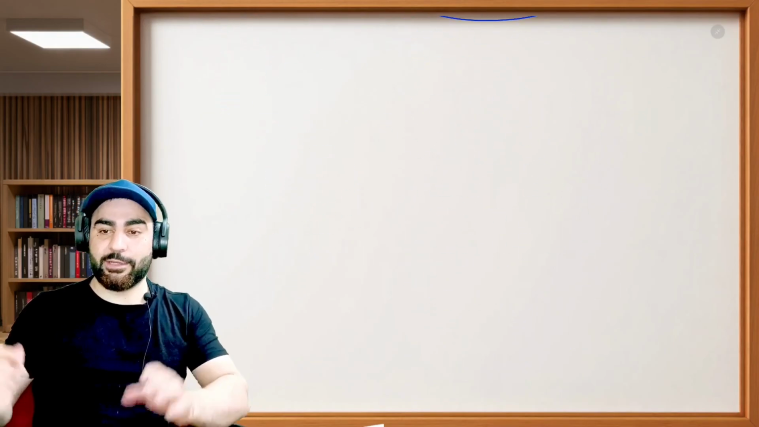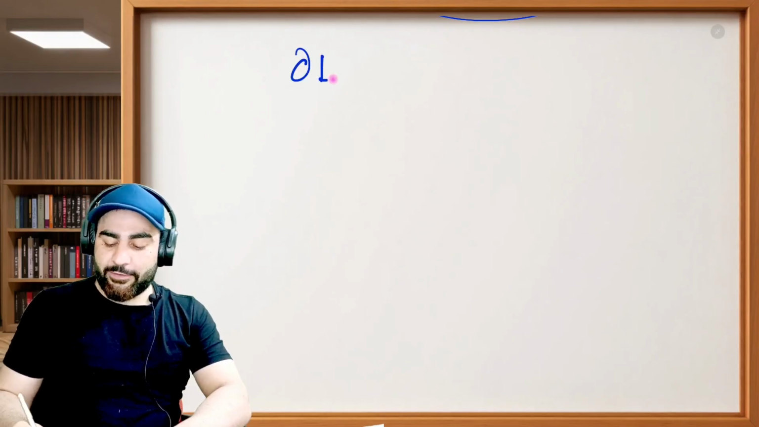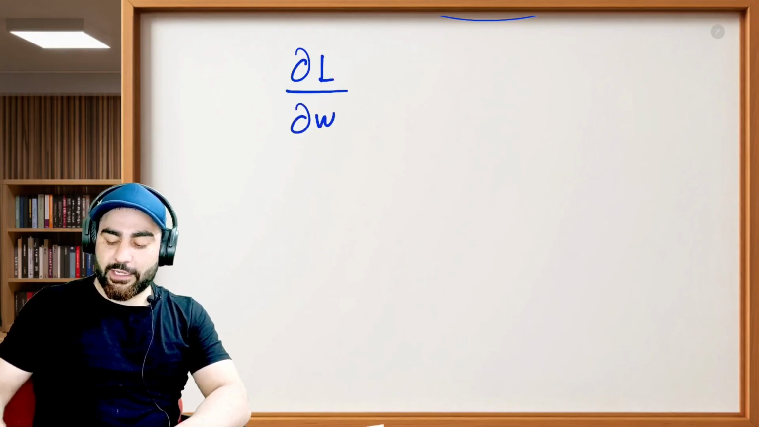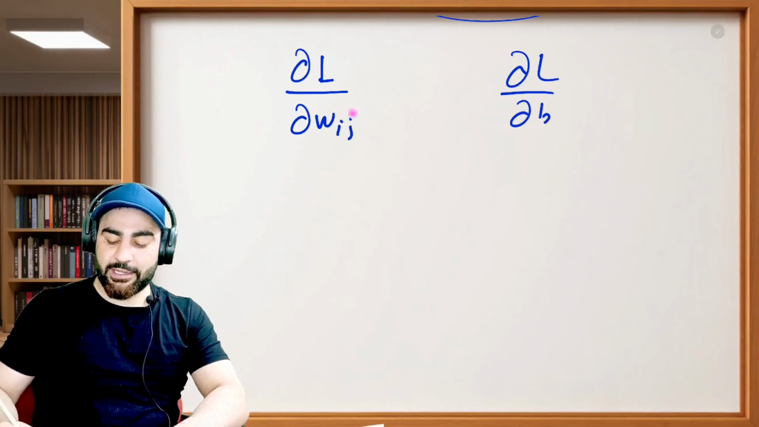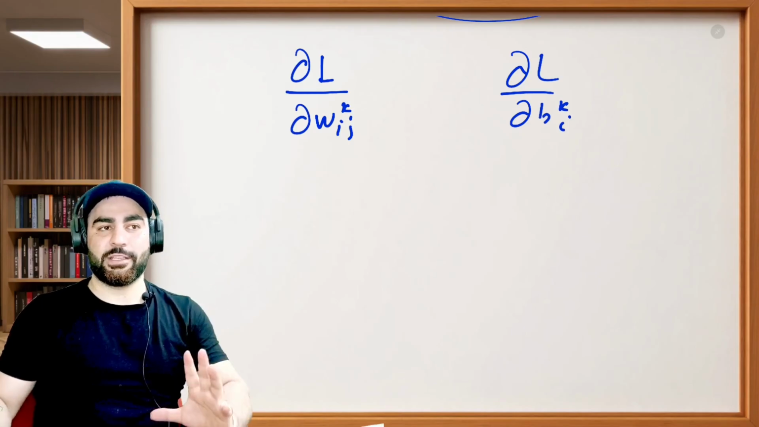The core stuff basically was we have to compute the derivative of the loss with respect to some weight, or the derivative of the loss with respect to some bias. We can write it as weight ij at some layer, and this is some bias bki. So this is what we compute if we do it element wise.